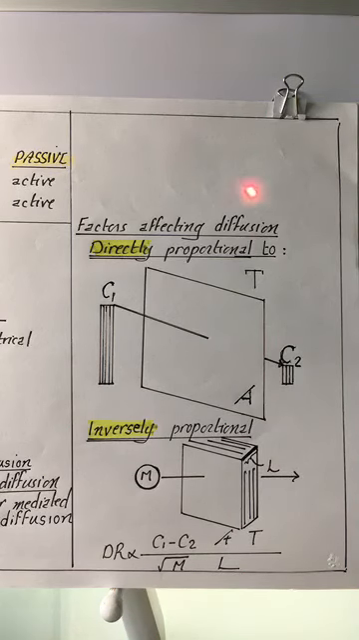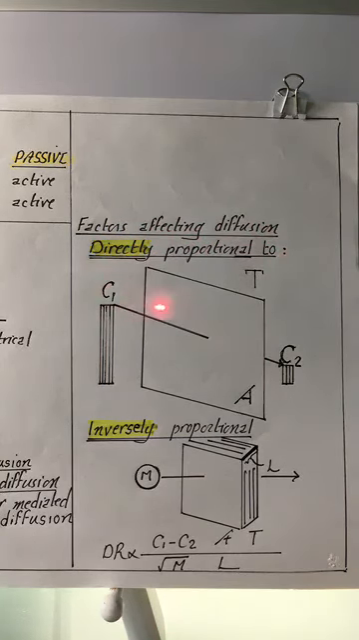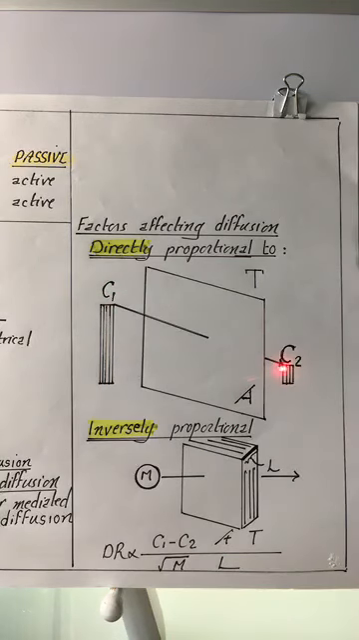Factors affecting diffusion. Diffusion is directly proportional to concentration gradient. The more the concentration difference between C1 and C2, the more will be the rate of diffusion. So diffusion is directly proportional to concentration gradient.